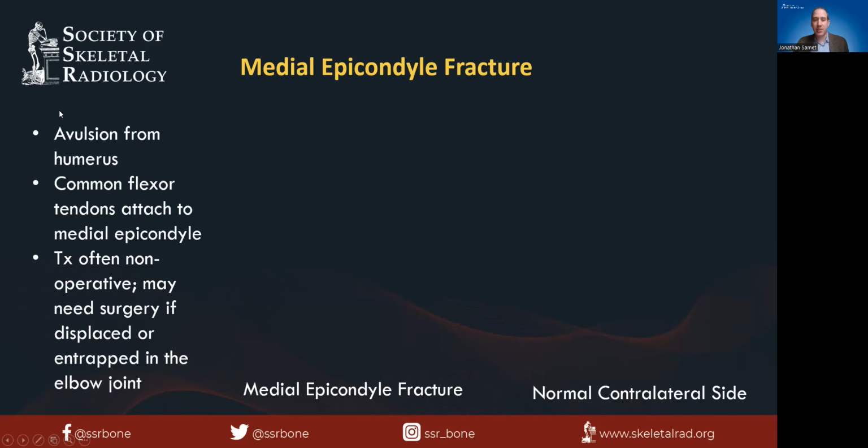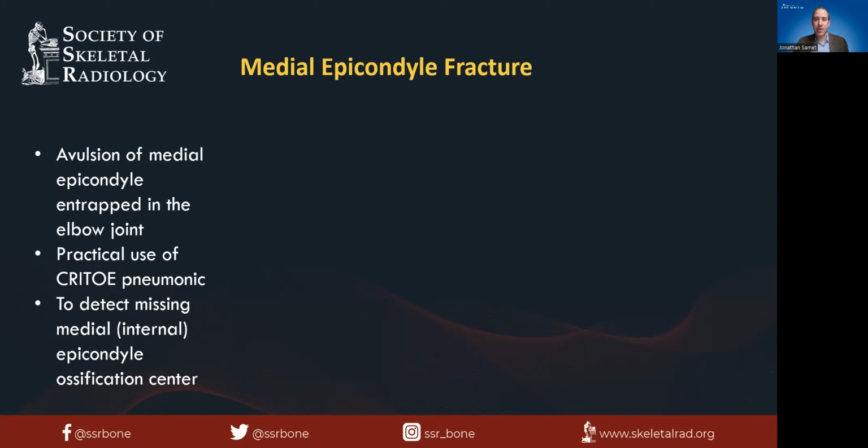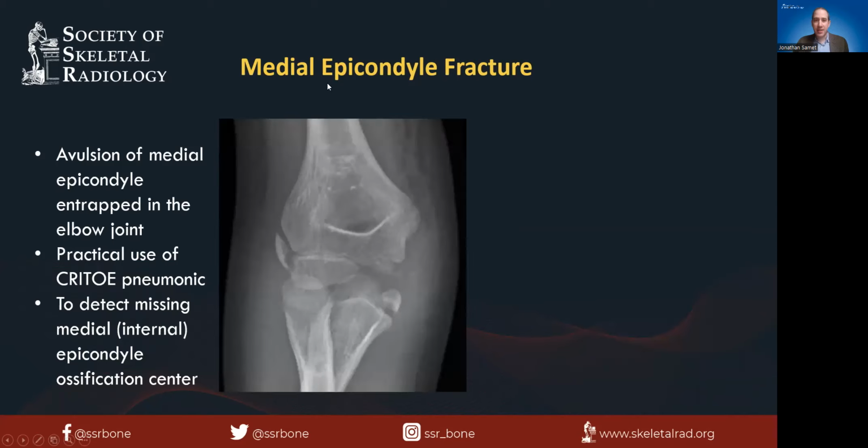Medial epicondyle fracture is an avulsion of the medial epicondyle apophysis from the humerus. In this patient, where we compare to the normal contralateral side, you can see that the medial epicondyle is displaced off the humerus. Remember, the common flexor tendons attach to the medial epicondyle and they exert a strong pull. Treatment is often non-operative, but may need surgery if it is displaced or entrapped in the elbow joint. In this case, you can see that there was a trauma denoted by the soft tissue swelling of the medial elbow.